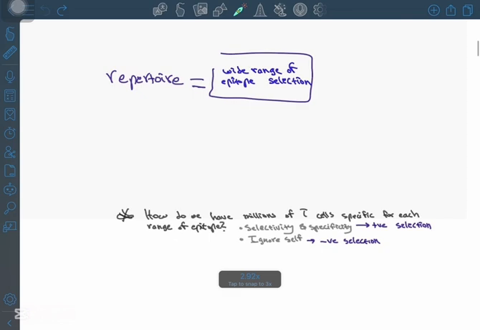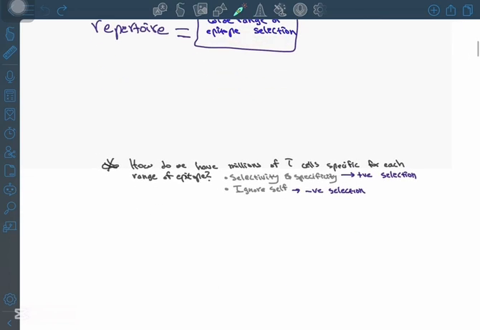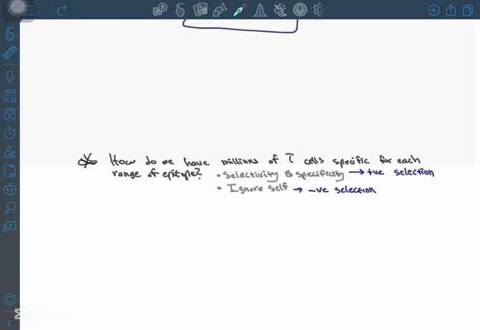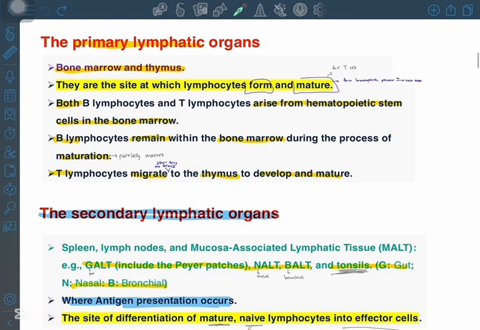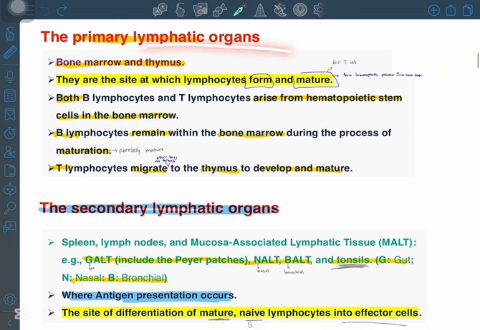And I'm pretty sure you know what a repertoire is, but for whoever doesn't, it's basically a wide range of epitope selection. So how do we have millions of T cells specific for each range of epitope? Due to positive and negative selection. Positive selection gives us the selectivity and specificity of each T and B cell, and ignoring self is a result of negative selection.